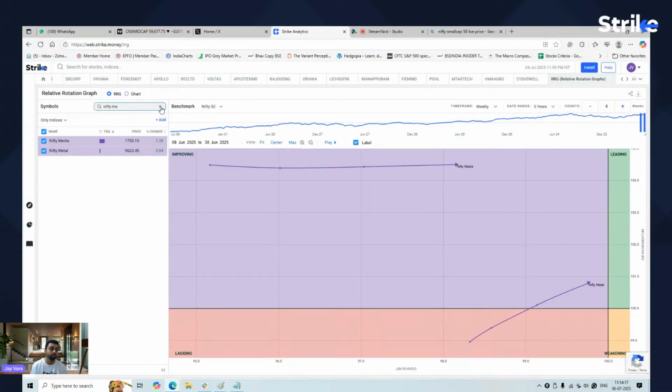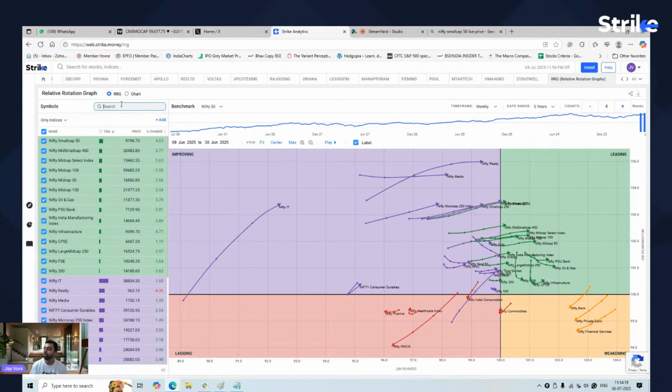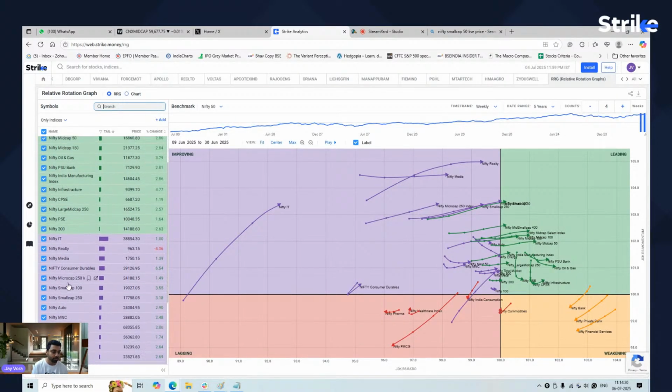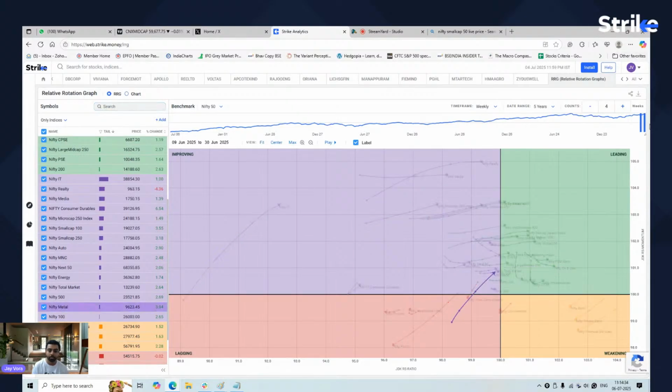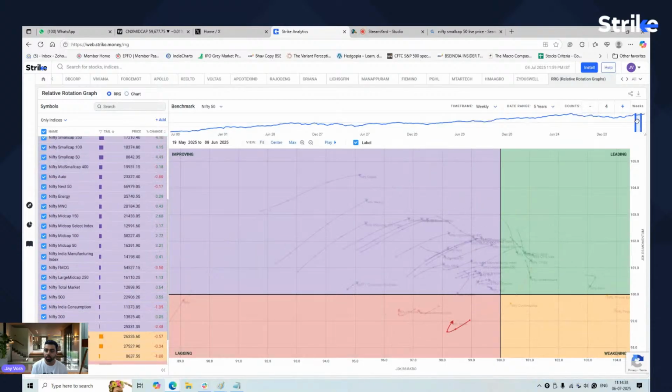So yes, this is how it is now. I think in the last webinar we were doing, it was basically on the top down approach. That time we had spotted Nifty Metal, because Nifty Metal was doing extremely well. You can see over here the movement of Nifty Metal. See over here, it turned around.